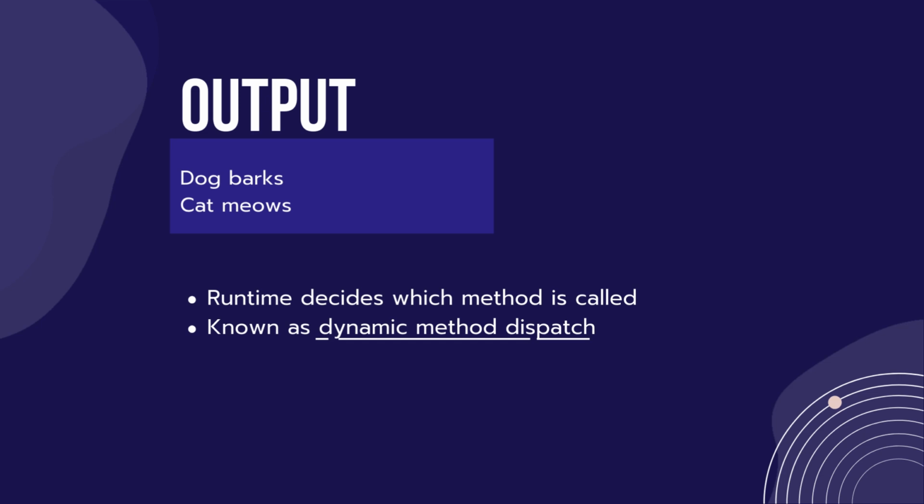When we run this code, both objects are declared as Animal type, but at runtime, Java decides which sound method to call based on the actual object. So the Dog object barks, and the Cat object meows. This is runtime polymorphism, also called dynamic method dispatch.